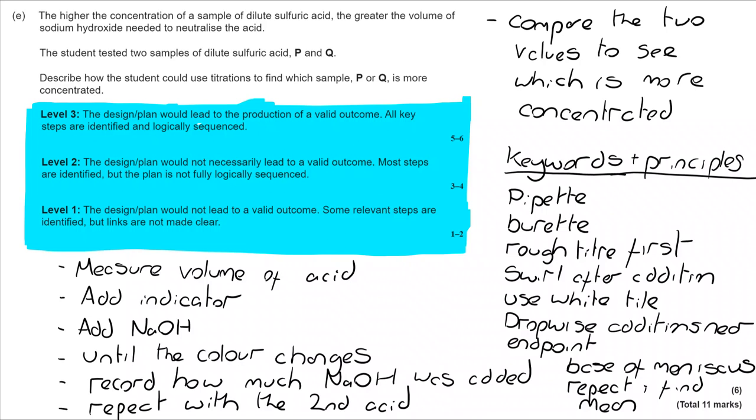We may have spoken about the base of the meniscus, that we read at the bottom of the meniscus, not the top. And we might have spoken about the fact that you do repeat readings and find a mean. And it's all of those sorts of things that add detail and add meat to the bones of the basic method that I outlined previously.